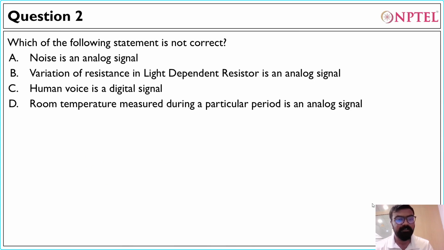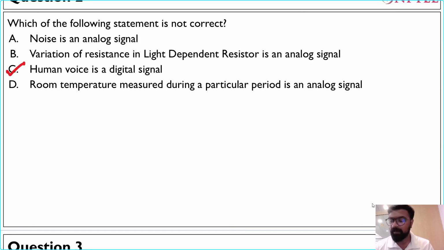Human voice is a digital signal, right? This option is incorrect, right? The answer is C. Why? Because human voice is also an analog signal. The human voice amplitude and its frequency vary over time. The fourth option was that room temperature measured during a particular period is an analog signal. Yes, because temperature varies over time.